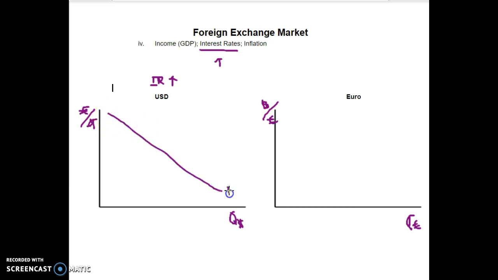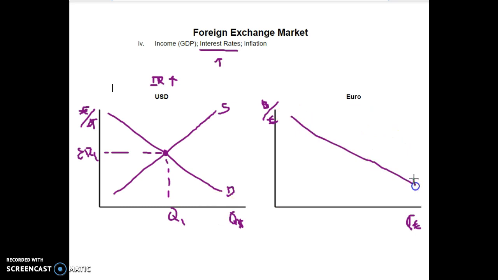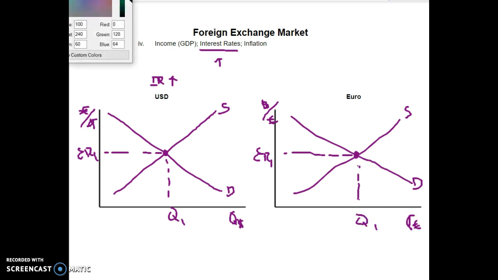I've got demand. I've got supply. Initial equilibrium, initial exchange rate, and the amount of currency being exchanged. It's Q1. And then down here, I've got my demand. I've got my supply. Got my initial equilibrium, which gives me my initial exchange rate, IR1, and my initial quantity, Q1. Okay, so what's going to happen?